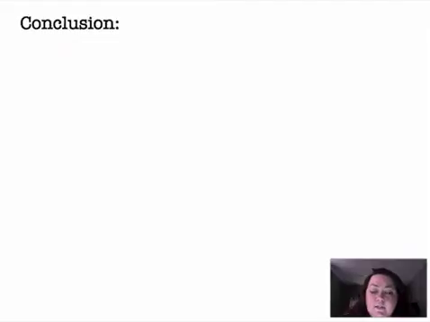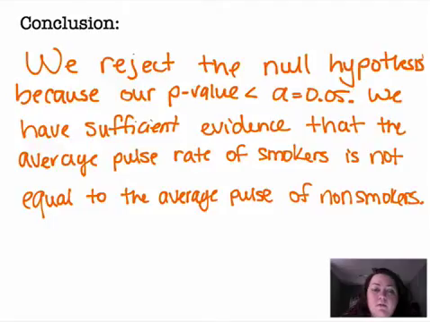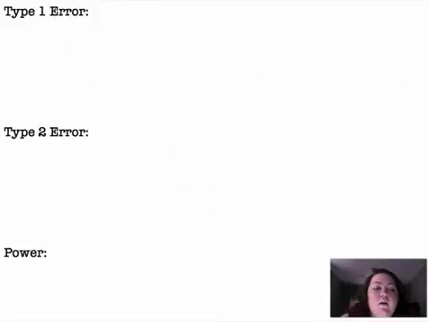So now I can state my conclusion. Our p-value was quite small, so we reject the null hypothesis because our p-value was less than our alpha value of 0.05. We have sufficient evidence that the average pulse rate of smokers is not equal to the average pulse rate of non-smokers. Remember, we're talking about averages and means, so you need to have average or mean in your conclusion. Alright, what would a type 1 error in this situation be?